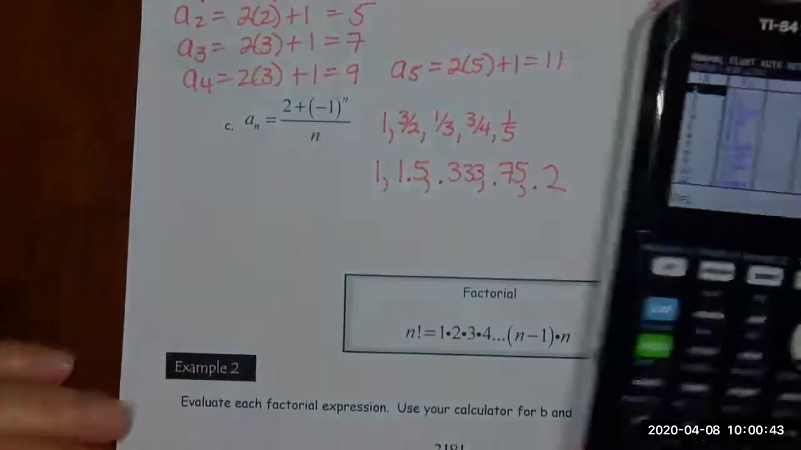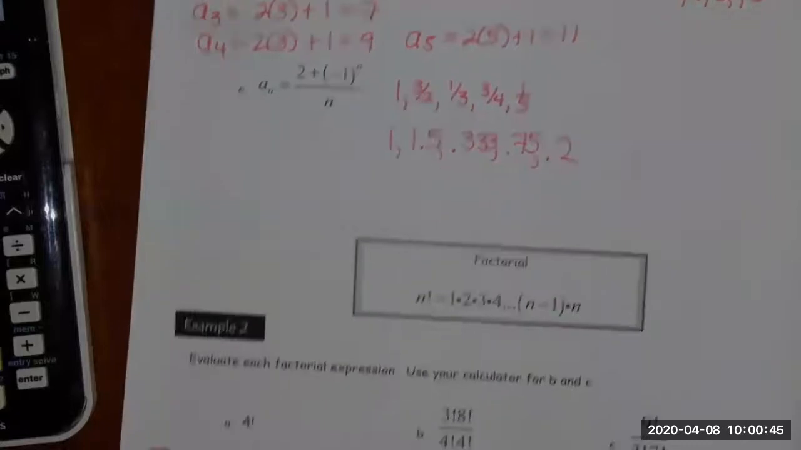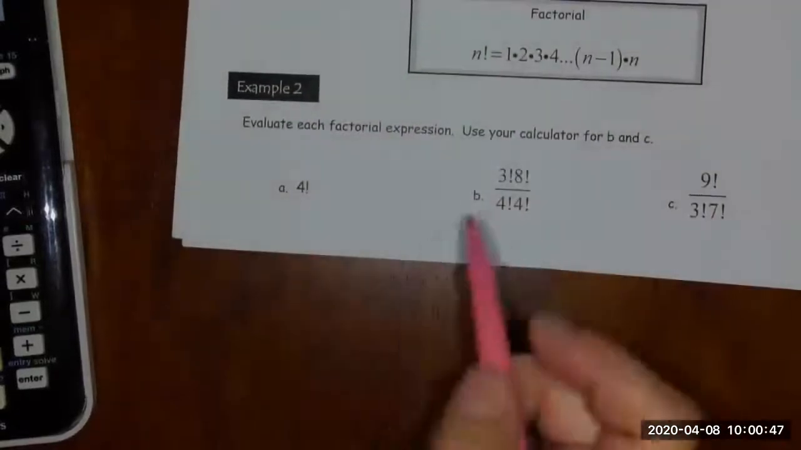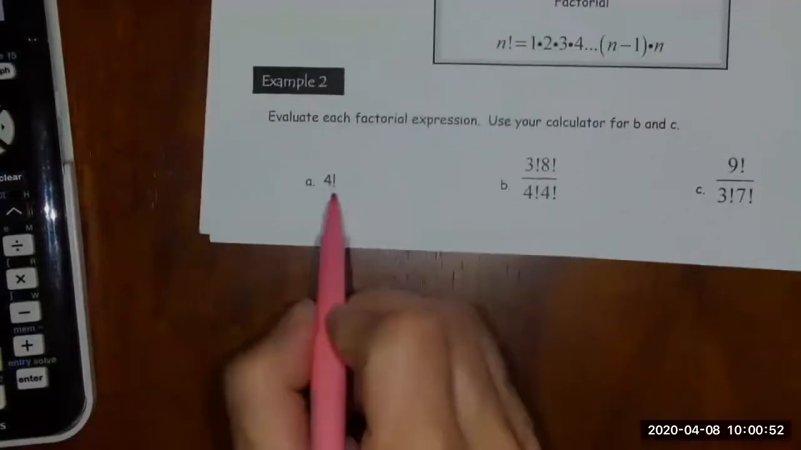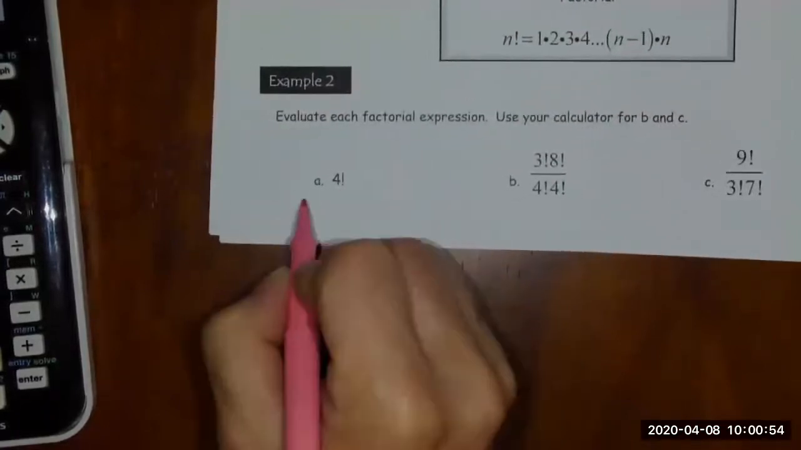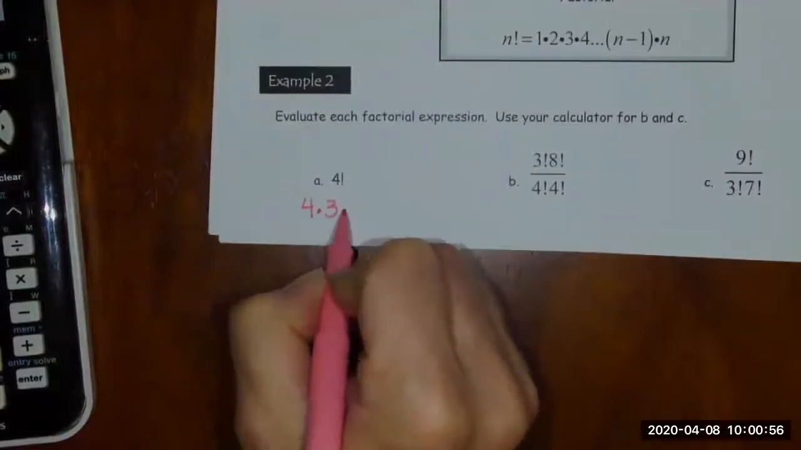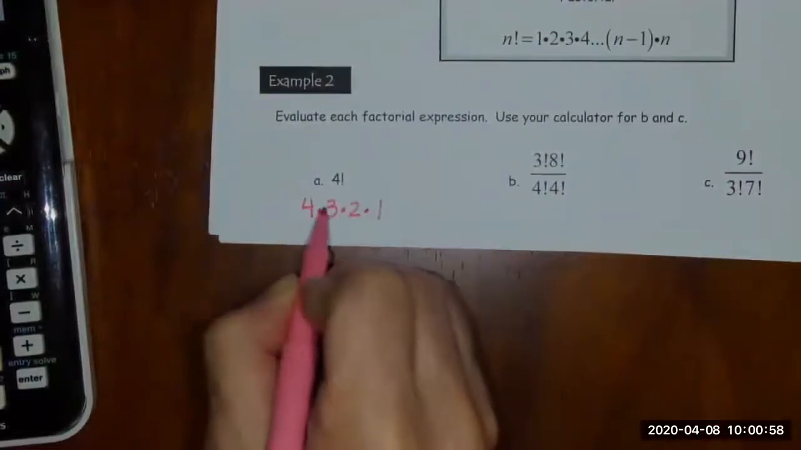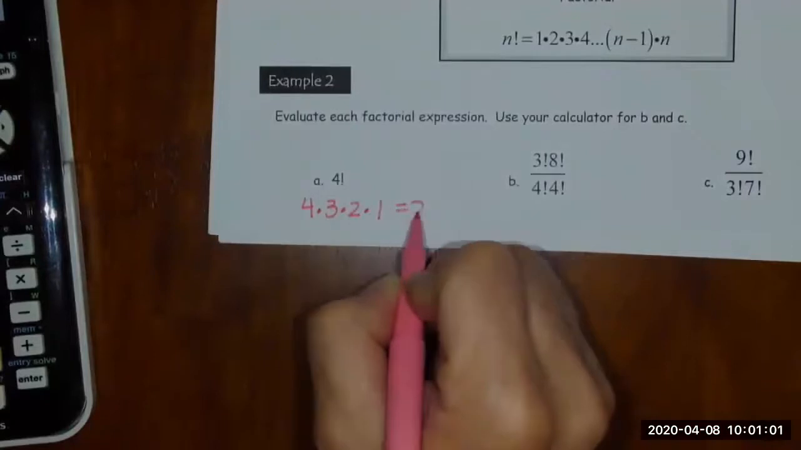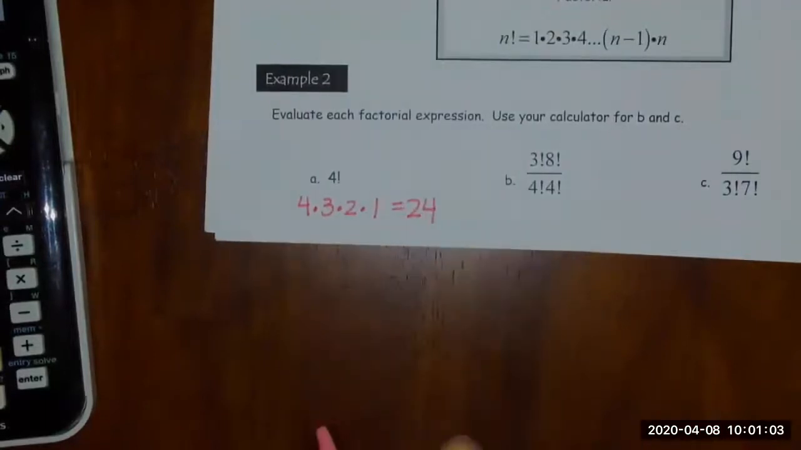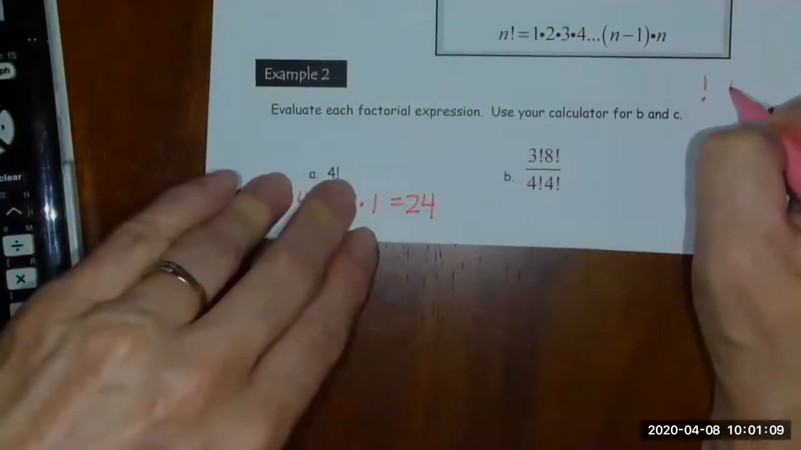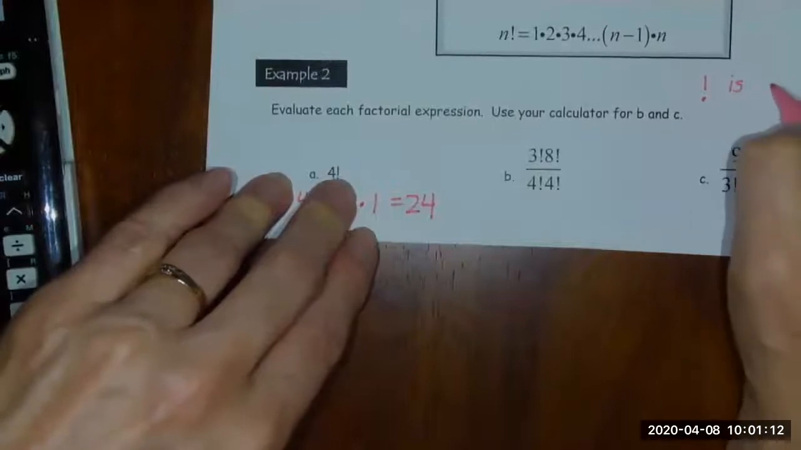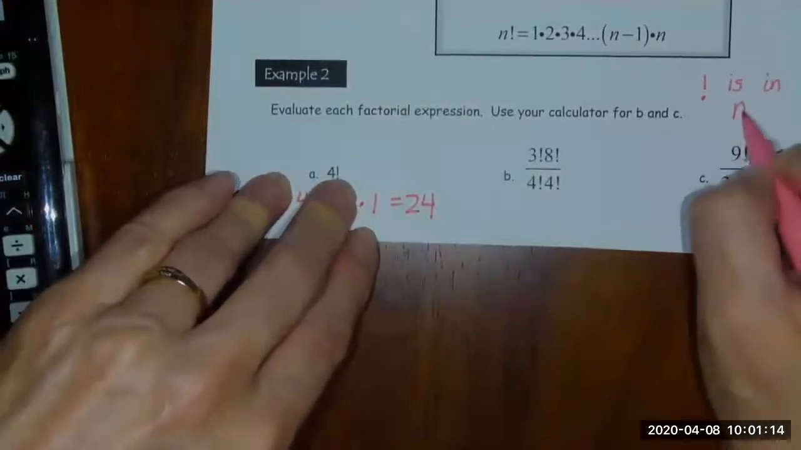There we go. Okay, hopefully that makes sense. The factorial button, what a factorial means is you multiply by every number that comes before. So 4 factorial means 4 times 3 times 2 times 1. So 4 times 3 is 12 times 2 is 24. Okay, now if you want that on your calculator, the factorial is, hit your math key.